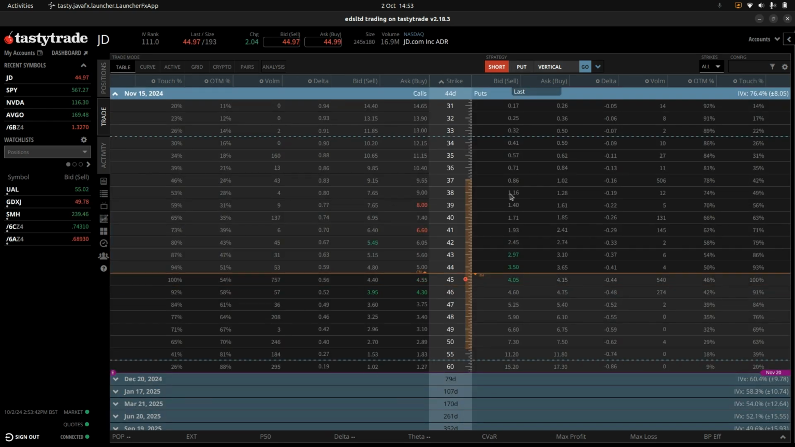And now we're presented with the options chain here. And as we can see, we've got a horizontal orange bar. This shows you where the price currently is. As we can see, price is at 44.88, which is right in between 44 and 45. And the vertical orange bar shows you what the expected move is of JD over the next 44 days. So we know where price is and we know what the expected move is. So now all that's left to do is actually sell some contracts.